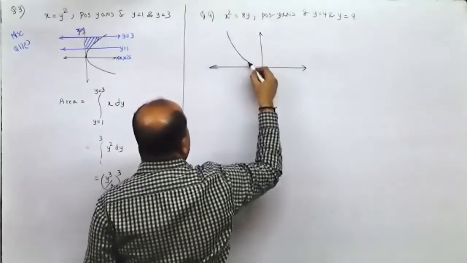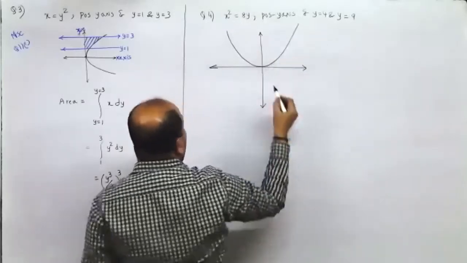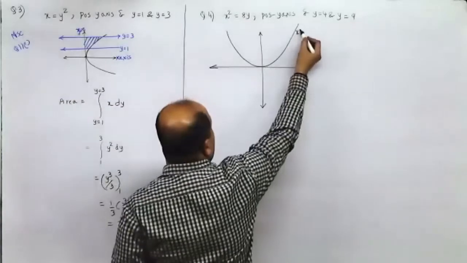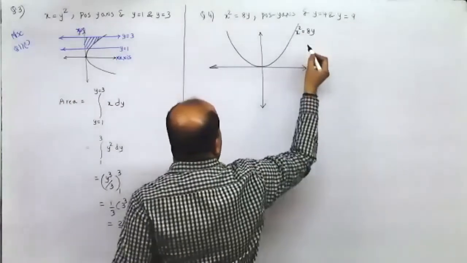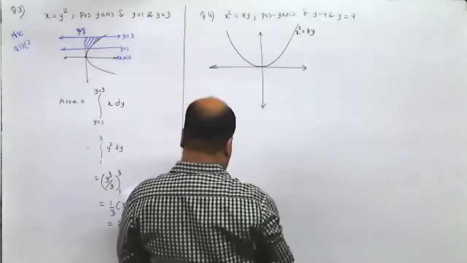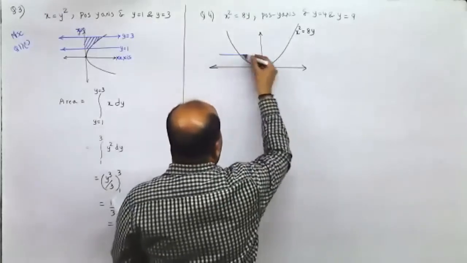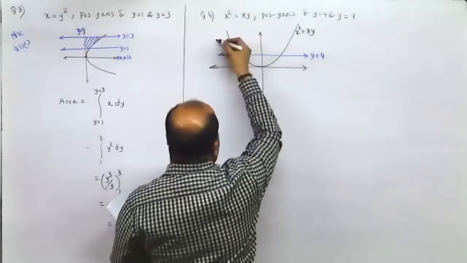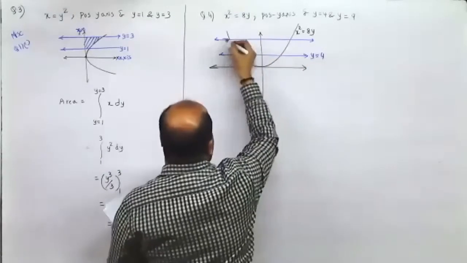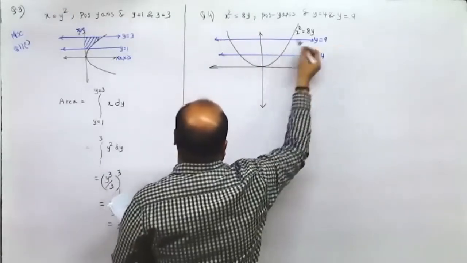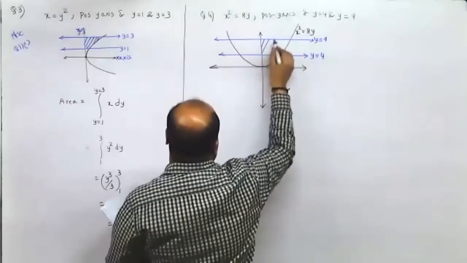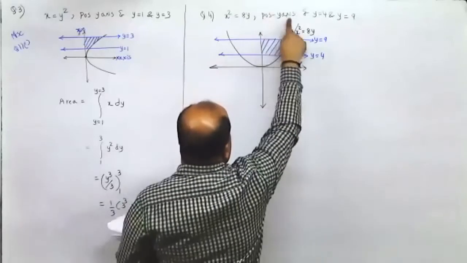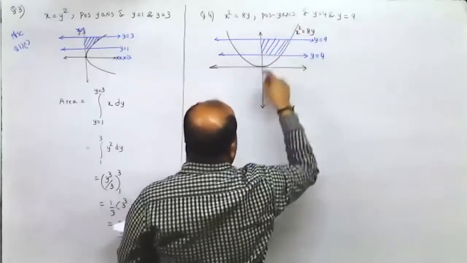So this is how the curve would appear. Parabolic. X square equal to 8y. Now, lines y equal to 4 and y equal to 9. Y equal to 4 parallel to x-axis, y equal to 9 parallel to x-axis. Now, you need to find the area between the curve and the y-axis, positive, and these lines.